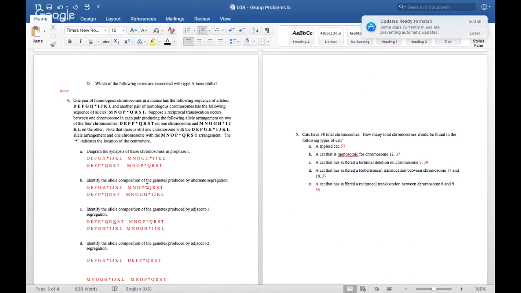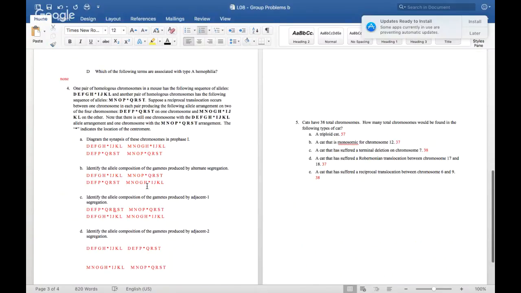Then C is identify the allele composition of the gametes produced by the adjacent one segregation. And that one, you'll refer back to A again, and you'll go left and right instead of top and bottom or crossing. You'll go left to right. And then D is dealing with adjacent two segregation. And what you'll do on that one is up and down, again referring to A, your original cross.